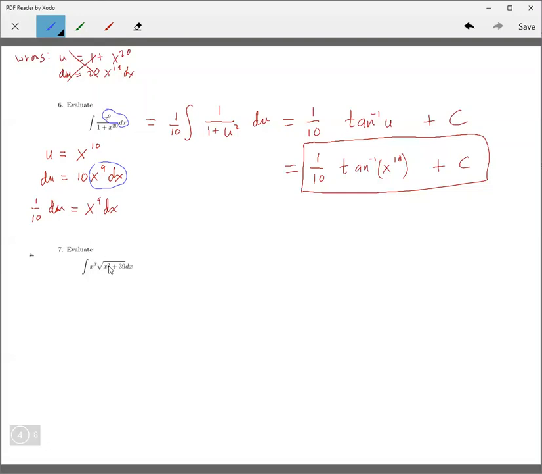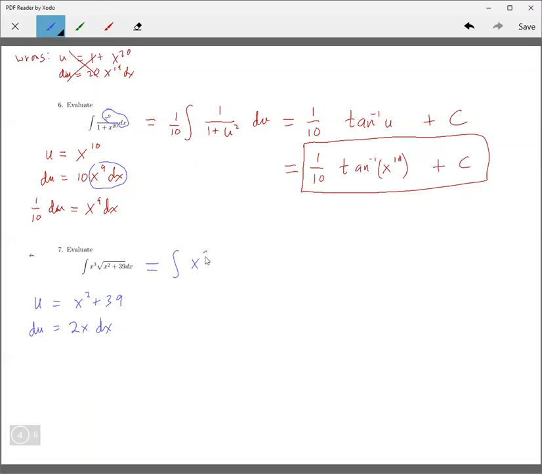Okay, let's look at number 7. This is a little bit more tricksy, because the first obvious choice would be to let u be x squared plus 39. But then you take the derivative of that, du is 2x dx, but you have an x cubed here. And so that is a problem to deal with. But you can get around that, and this is kind of tricky.